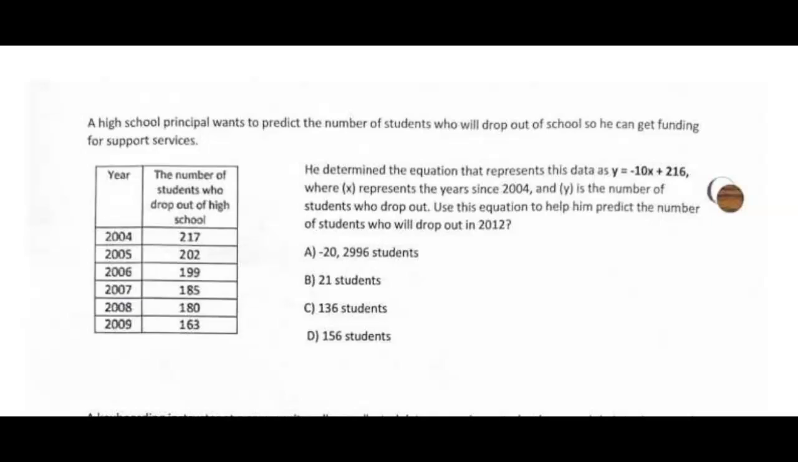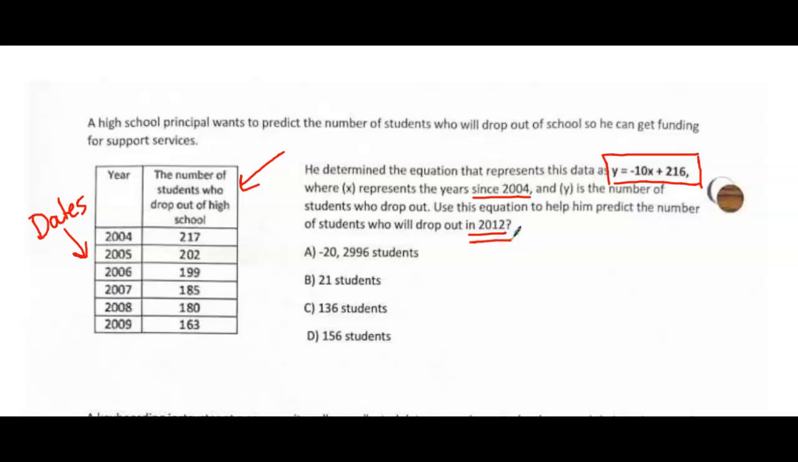It says a high school principal wants to predict the number of students who will drop out of school so he can get funding for support services. There's a table over here. I noticed dates. Remember, you cannot use dates when you're using stat. It says he determined the equation that represents his data, so he already gave you the equation. It says where x represents the year since 2004, y is the number of students who drop out. Use this equation to help predict the number of students who will drop out in 2012.